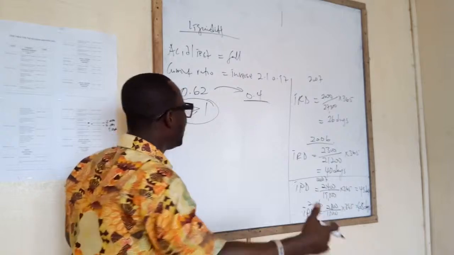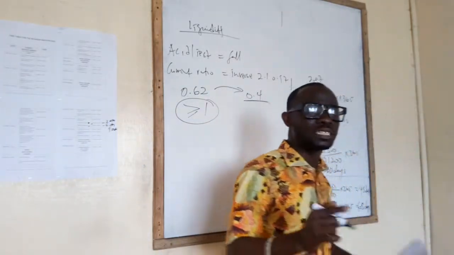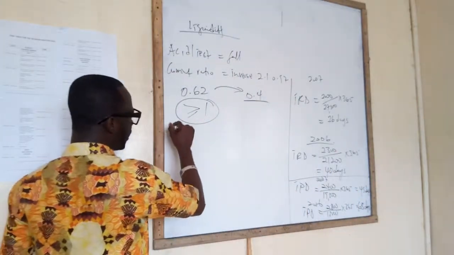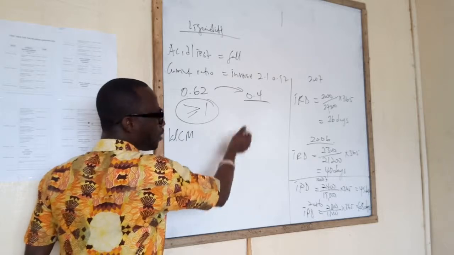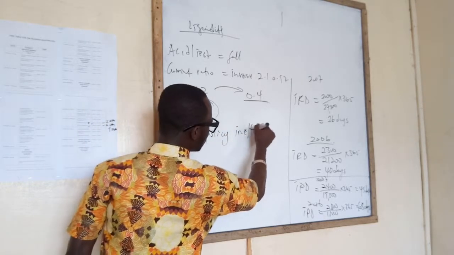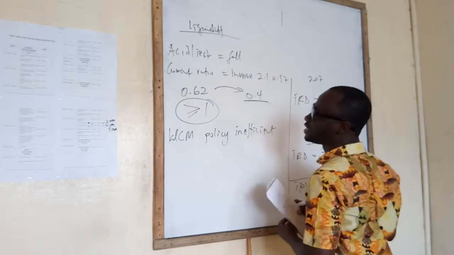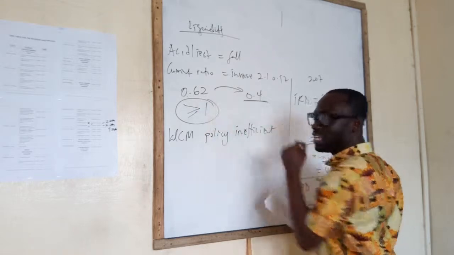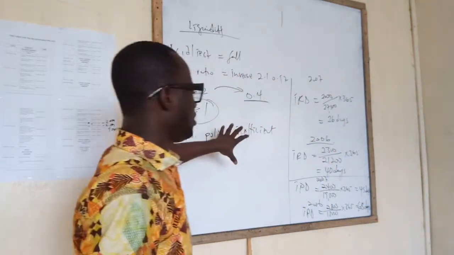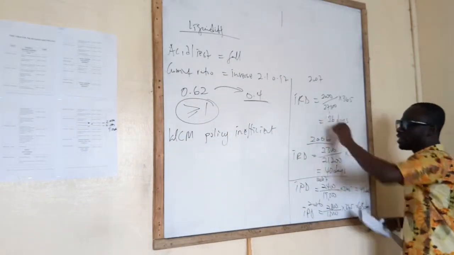What does it mean? It means that the company is not managing its working capital efficiently. So at this level also we can say that the working capital management policy of the organization is inefficient, looking at the percentage fall in the acid test ratio and the fact that it is not meeting the benchmark.